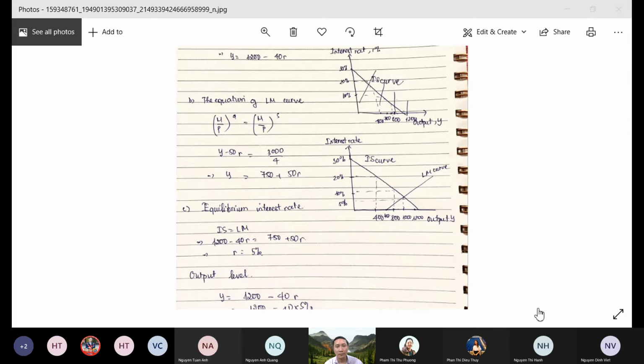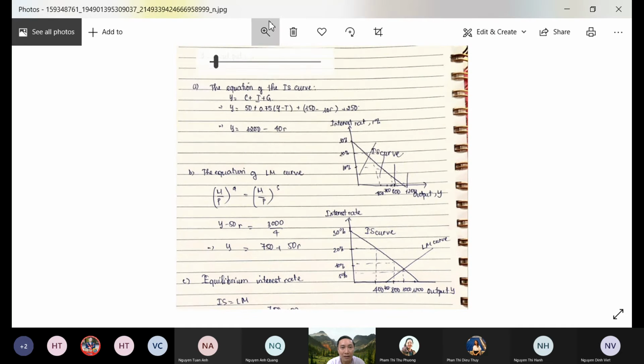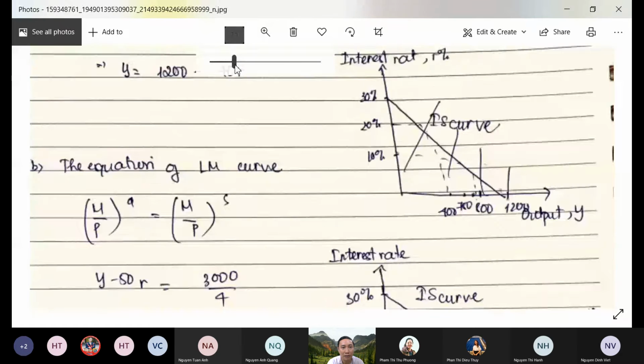Is it okay now? Yes, you can zoom in. How to? Đấy, đúng rồi. Em ấn đấy, zoom in lên. Cái này nó rất mất rồi thầy. À đây.